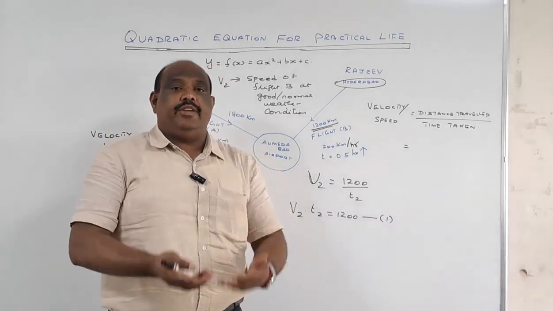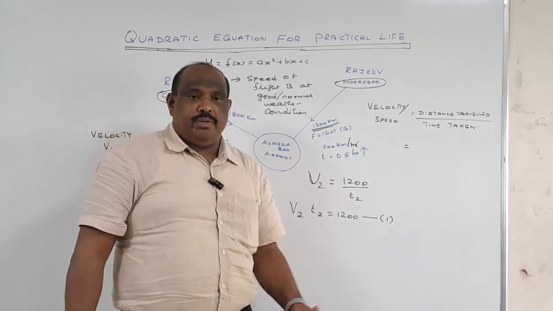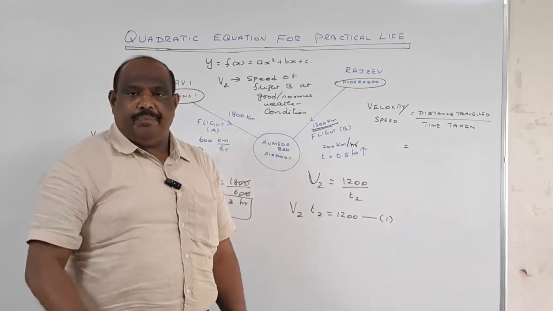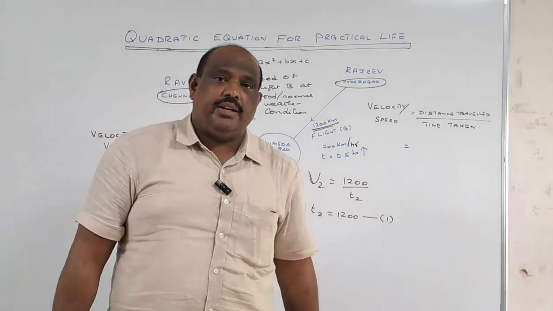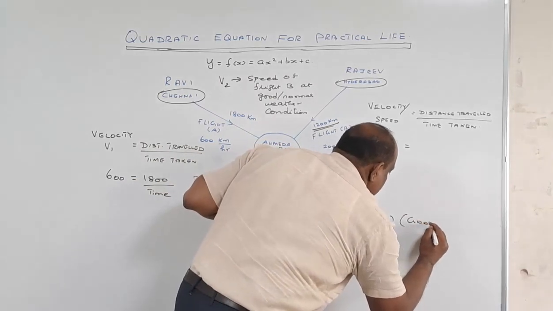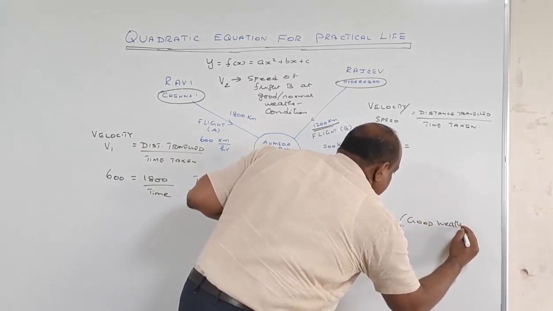Now we want another equation. Then only we can find the 2 variables, because when there are 2 variables, we should have 2 equations. Then only we can solve them. So what is the next equation? This equation is for what? Good weather condition.